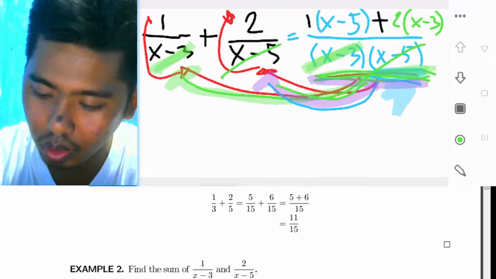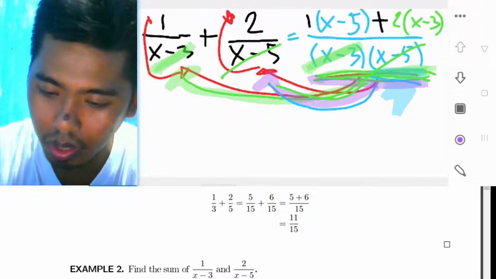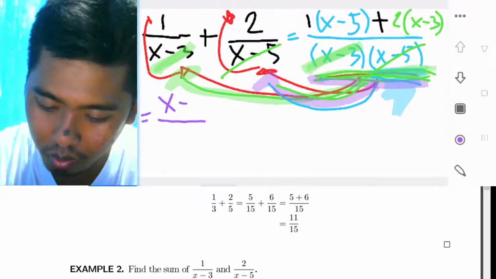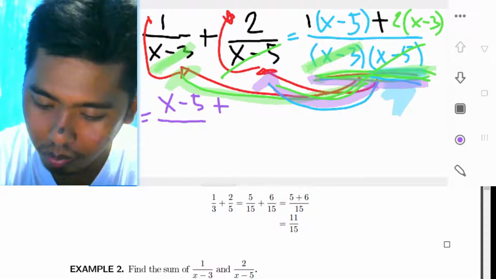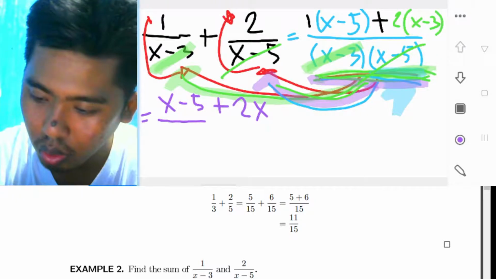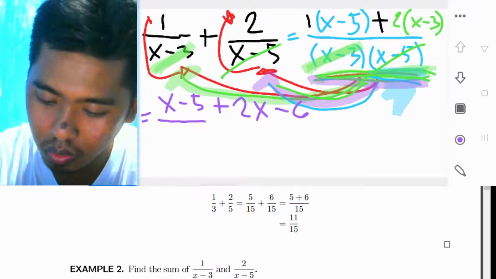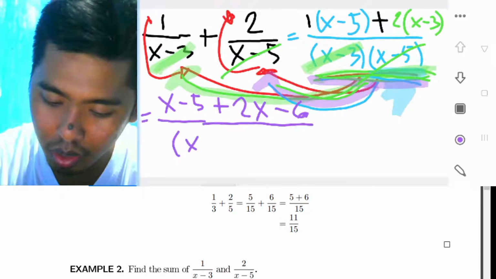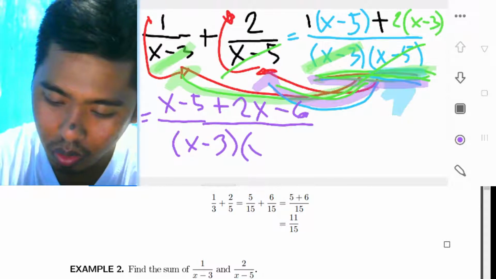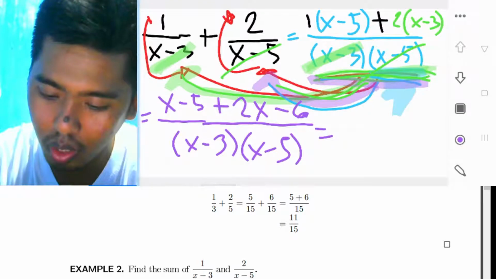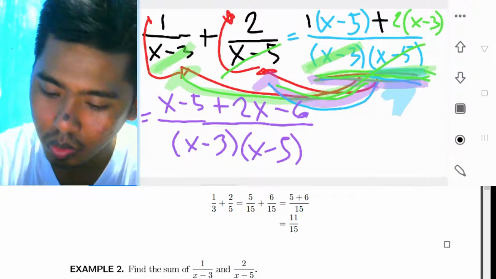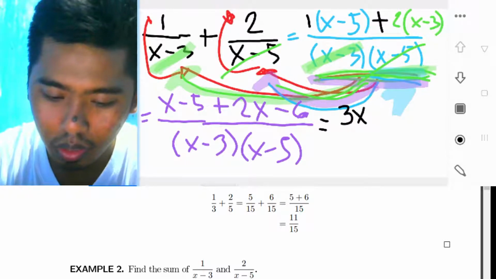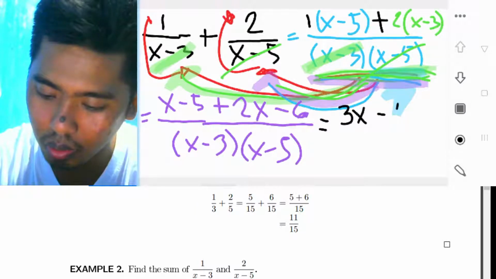Now, let's proceed. Kato akong gibuhat. Okay, this will become x minus 5 and this will become 2x, 2 times negative 3, negative 6. Okay, ang ubos, just copy same akong gibuhat earlier, x minus 5 equal, okay, equal. This would become x plus 2x, 3x. Negative 5 minus 6, it's negative 11.